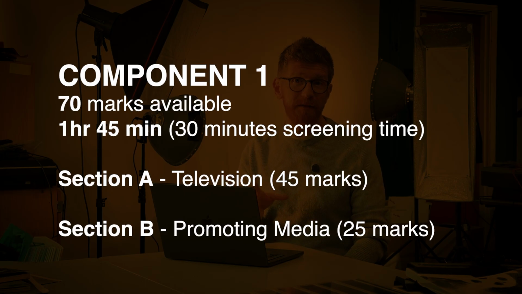The paper is divided into 2 sections. Section A is worth 45 marks, and it's all about TV crime dramas. And section B is worth 25 marks, and it's all about film marketing. So this exam works out as roughly a minute per mark. If it's a 4-marker, you spend 4 minutes.